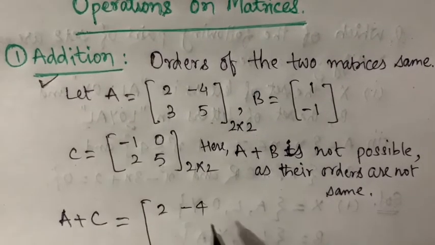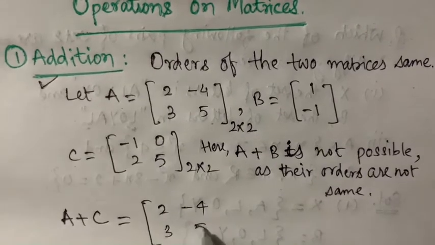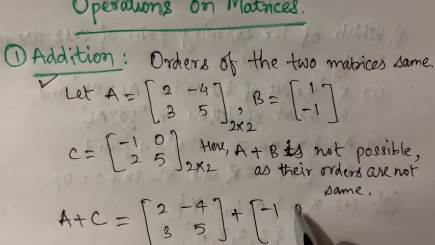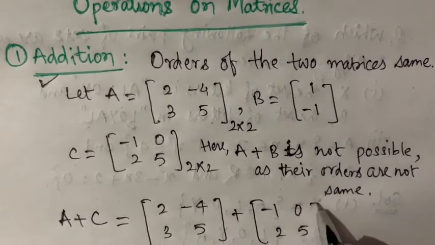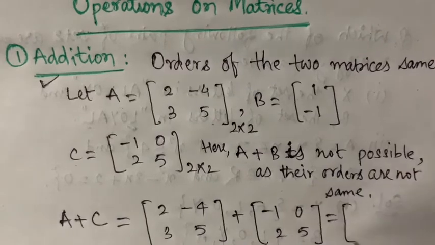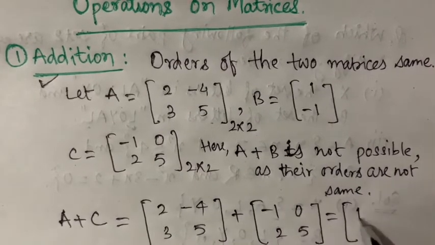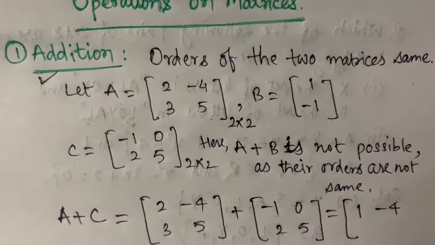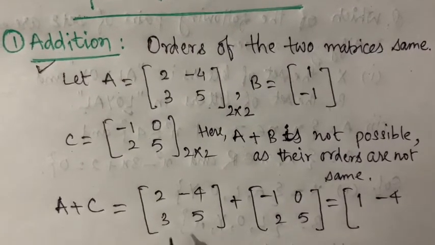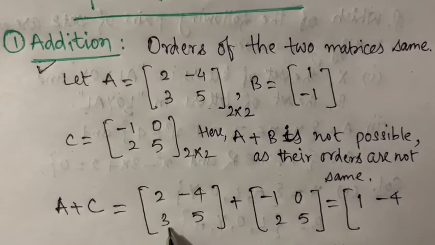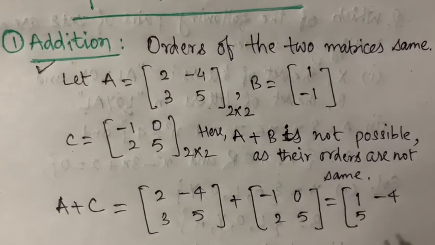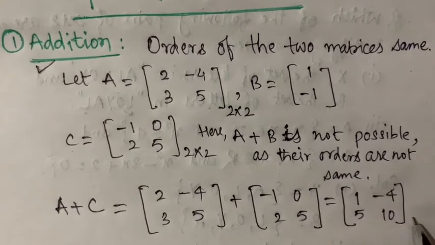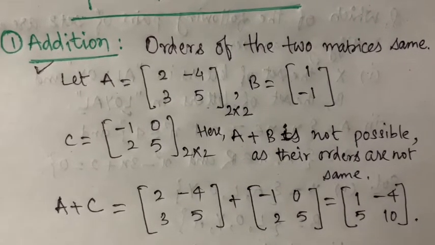A is 2, minus 4, 3 and 5, and C is minus 1, 0, 2 and 5. Now we will add 2 with minus 1 to get 1, minus 4 with 0 to get minus 4, and 3 with 2 to give us 5. 5 plus 5 will give us 10, and this is the sum of A and C.